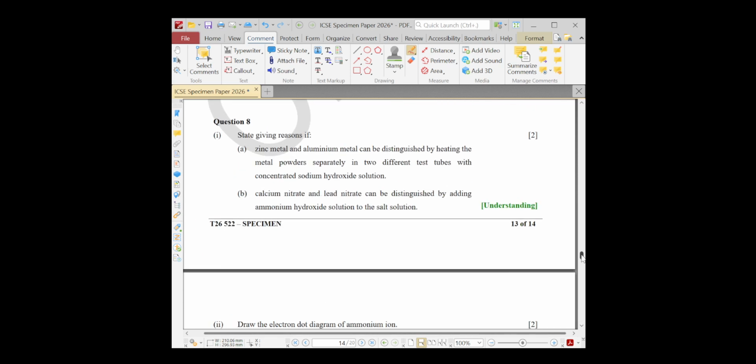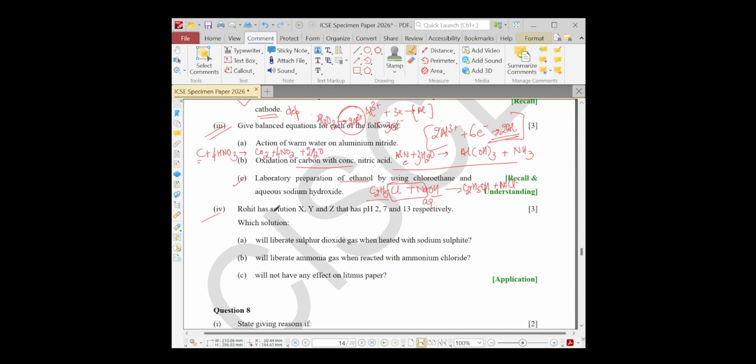Now we move on to the fourth part. The fourth part says Rohit has solutions X, Y, Z. The pH for X is 2, for Y it is 7, for Z it is 13. We know the pH scale. 7 is neutral. As we move towards 13 and 14, the basic character increases, and as we move from right to left, towards 2 and 0, the acidic character increases.